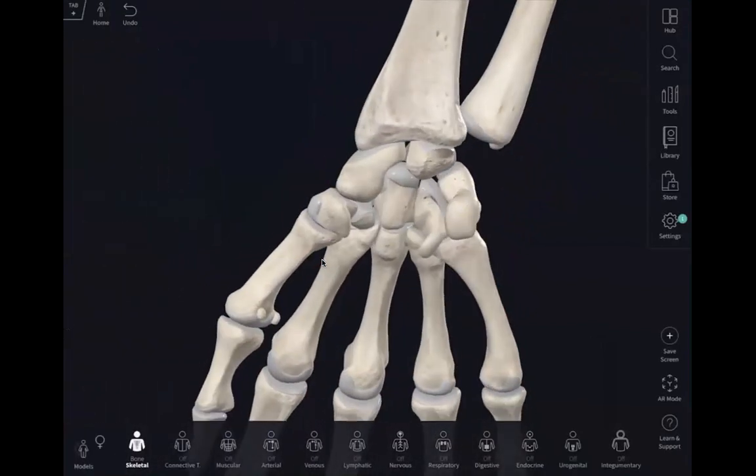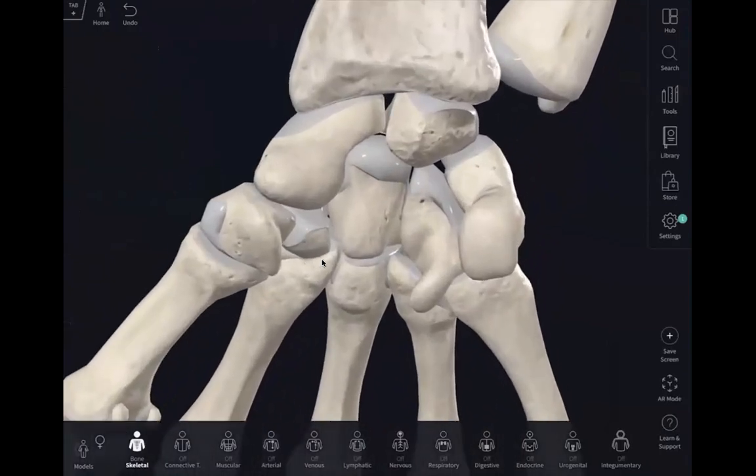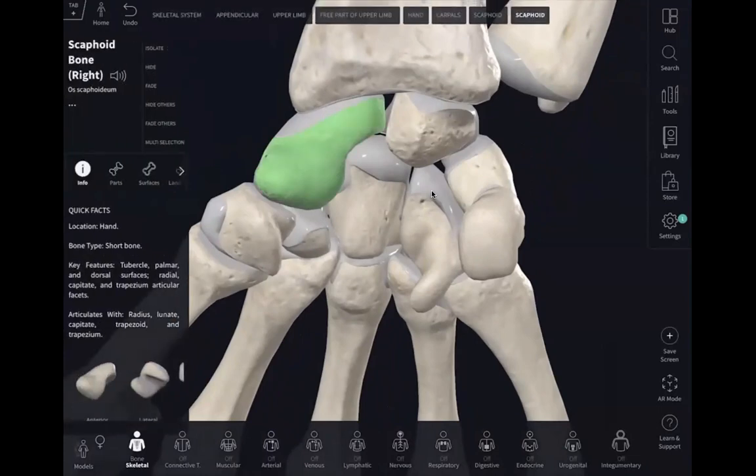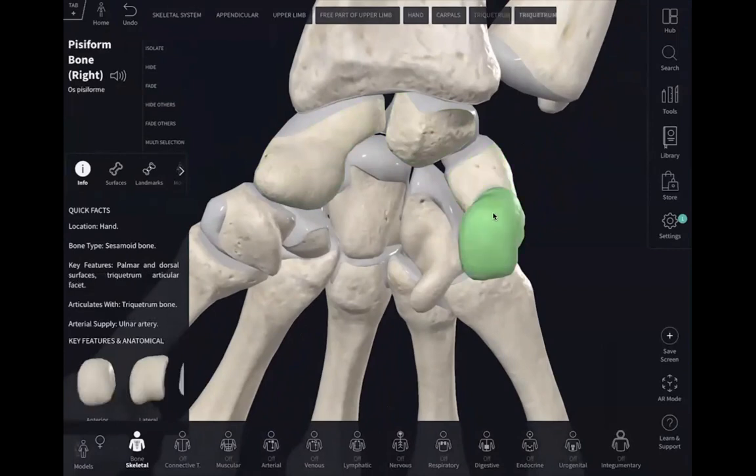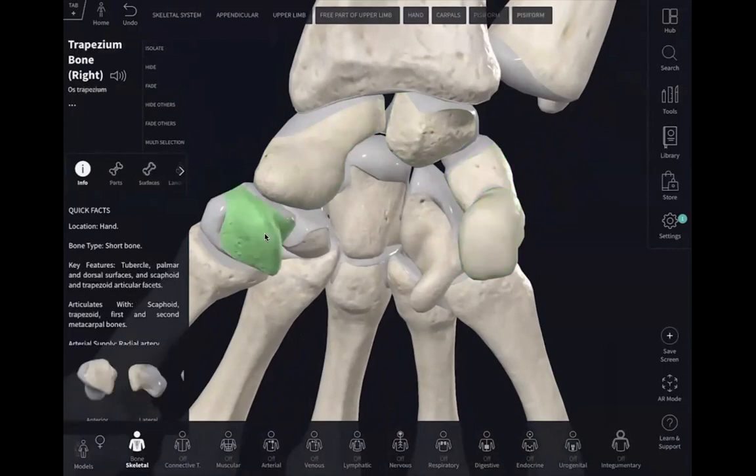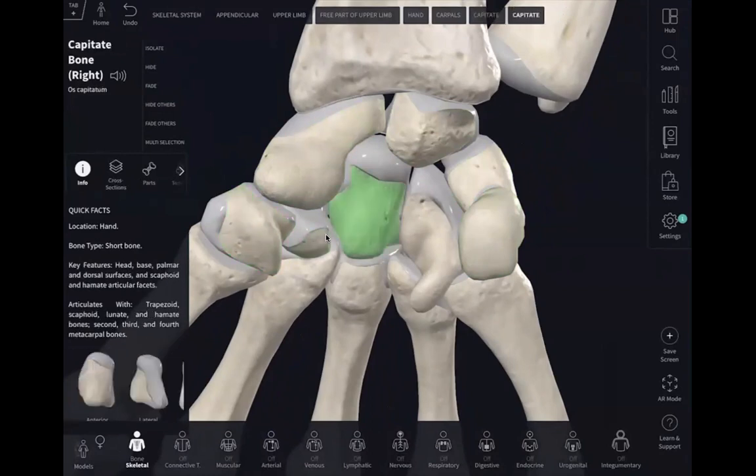I started this class with the carpal bones, and in the carpal bones we have the proximal row and the distal row. In the proximal row, from lateral to medial, we have the scaphoid, the lunate, the triquetrum, and the pisiform. In the distal row, from lateral to medial, we have the trapezium, the trapezoid, the capitate, and the hamate.